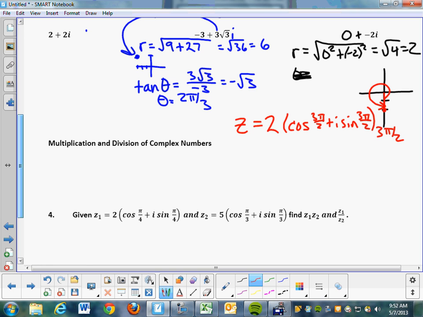Now, last thing, just to try to connect your learning, what is the cosine of 3 pi over 2? Well, 0. Look, guys. 2 times 0 is 0. That's what you have here, right? What is the sine of 3 pi over 2? Negative 1. If you take 2 times negative 1, you get negative 2. Here's your negative 2i. So see, they're the same. They're just expressed differently. Okay? All right, you're ready for your assignment.